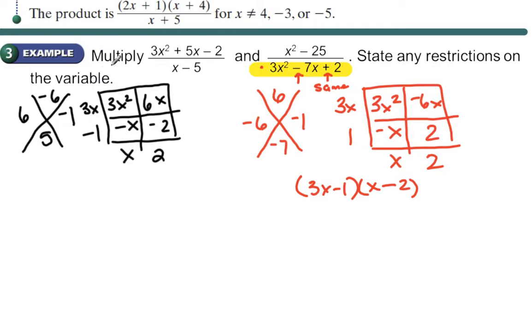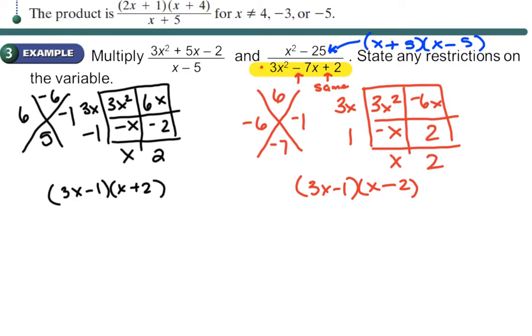Looking over here at this one, we're good. That one's always going to work. So 3x minus 1 times x plus 2. Okay, this one is another one that you might want to remember. This is a difference of squares. So then that's x plus 5, x minus 5. And I don't think there's anything else that we can simplify at this point.